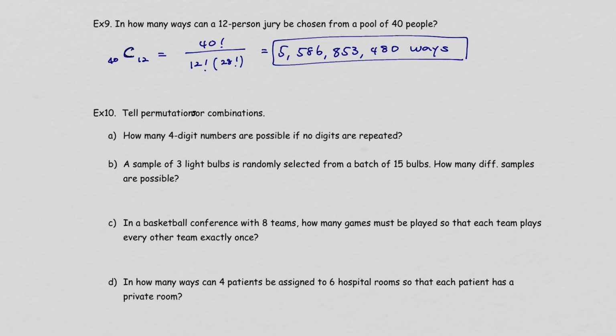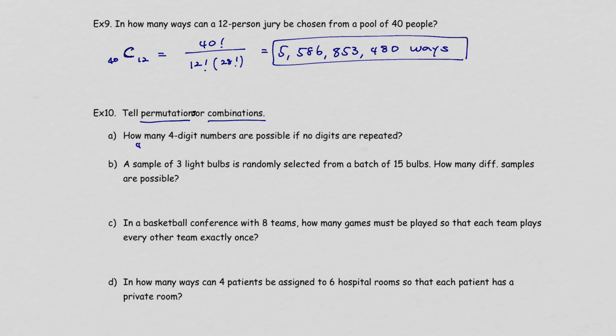Okay, so now Example 10. This time, you don't actually need to solve it, but we want to see whether it's going to be a permutation or a combination. So the first one says, how many 4-digit numbers are possible if no digits are repeated? No digits are repeated, but 4-digit numbers.